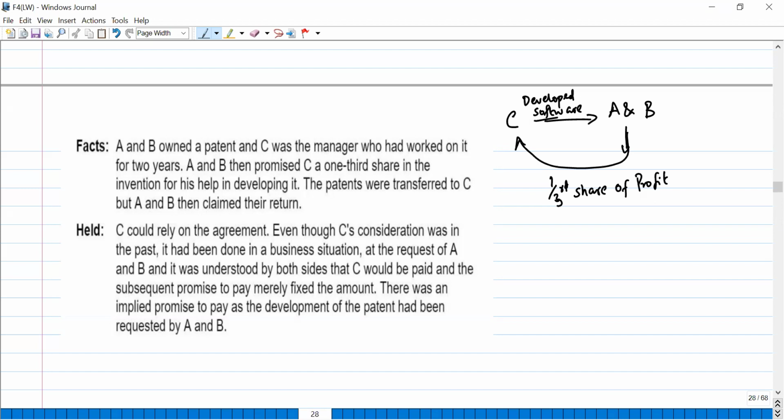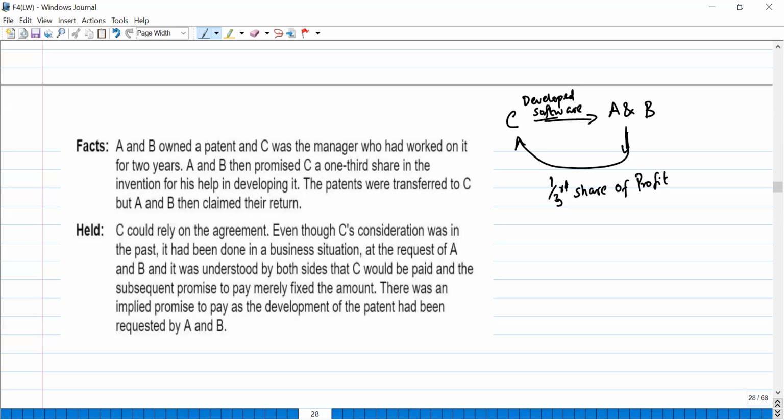So, this is exactly what the judge said: yes, you requested him to develop and invent the software, and once he had done that, you promised him that when we use the software, we will reward you. Yes, the consideration was in the past. The act of developing the software he has already done, but he could rely on that.